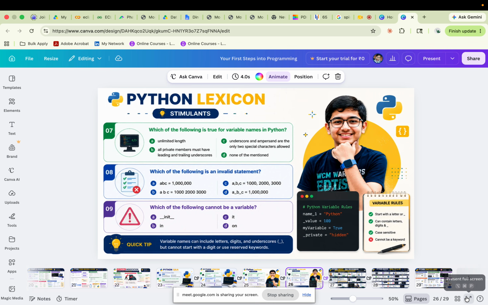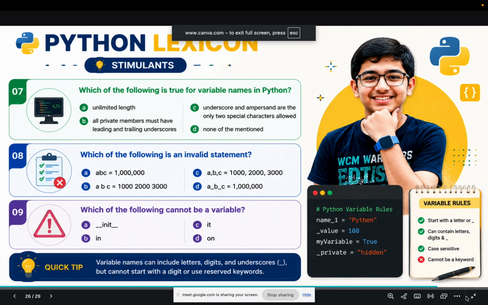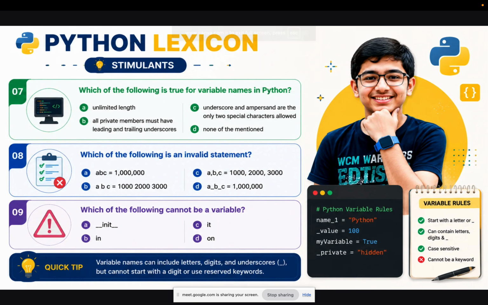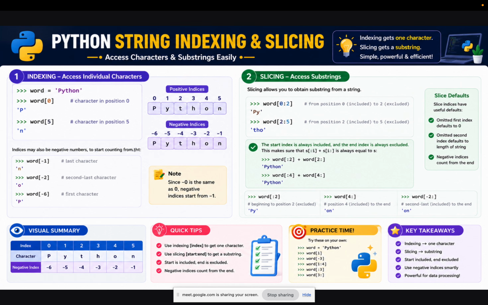Okay, and which of the following cannot be a variable now? Tell me which one. Sir, B, in. Do you remember that I told you Python reserved keywords cannot be used as a variable? At that time I told you to maintain one notebook and note down all the reserved keywords. Now let's go ahead. What reserved keywords are there?